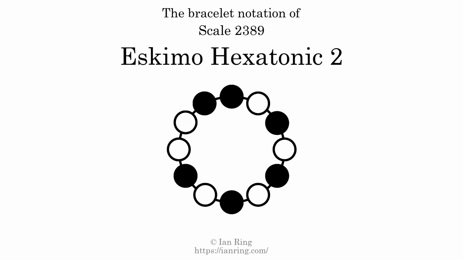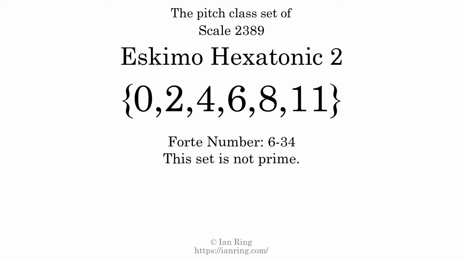This is a bracelet notation diagram of scale 2389. The shaded circles represent tones that appear in the scale, and they are read clockwise, starting at the top. The pitch class set for this scale is 0, 2, 4, 6, 8, 11. The fault class is 634. This set is not prime.